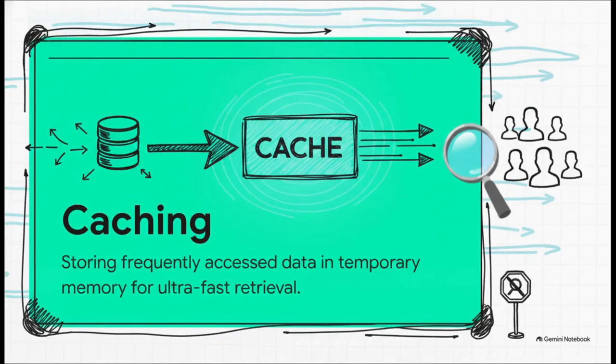And to protect those databases, we rely heavily on caching. By storing frequently accessed data, like, say, a global leaderboard, in blazing fast temporary memory, we serve our users instantly and save our databases from doing the same repetitive queries over and over. Now, obviously, this introduces cache invalidation, which is famously one of the hardest problems in computer science, but the speed trade-off, it's absolutely mandatory at this scale.